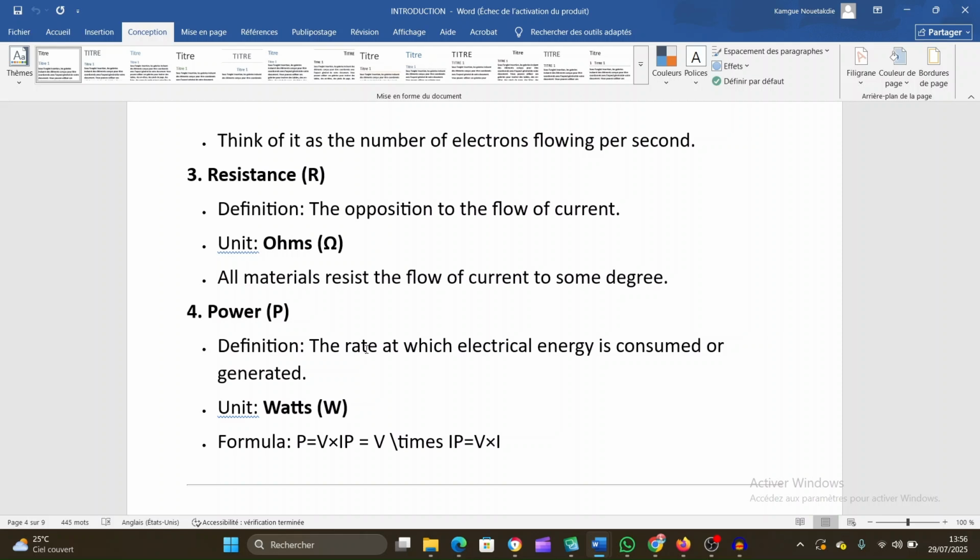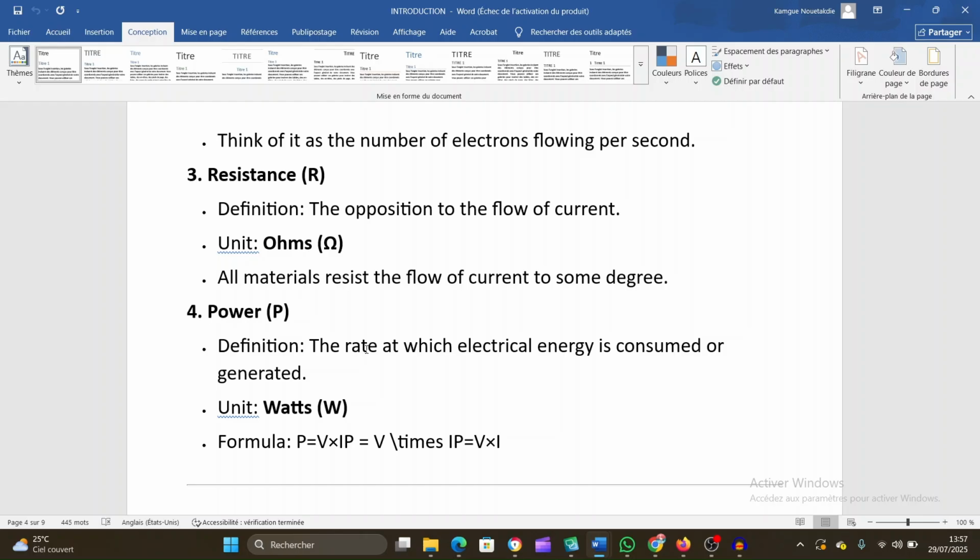So the unit for this is watts, W-A-T-T-S. And the formula for you to calculate this is very, very important, because it is P equals V times I. P stands for the power, V stands for the voltage, and I stands for the intensity, or current.